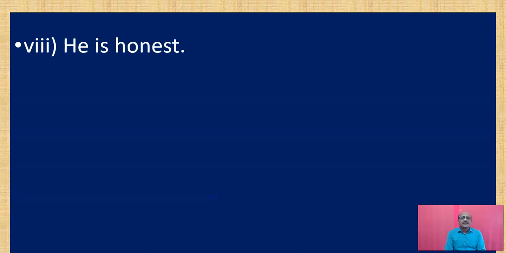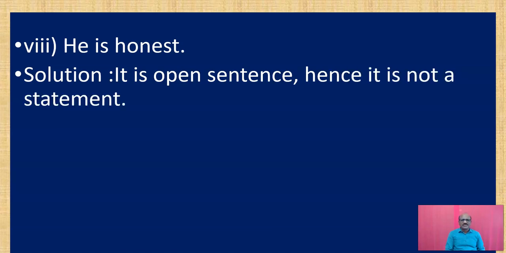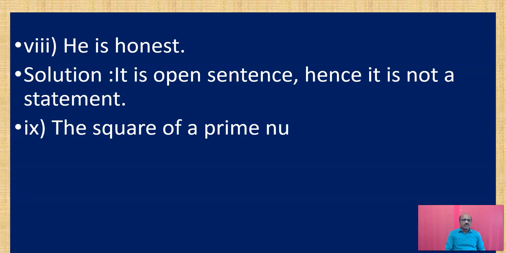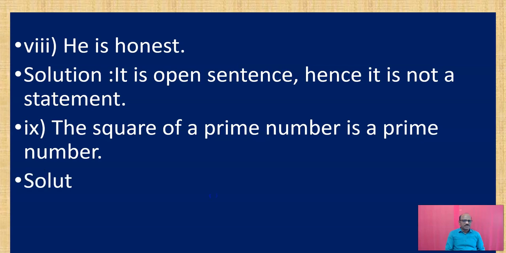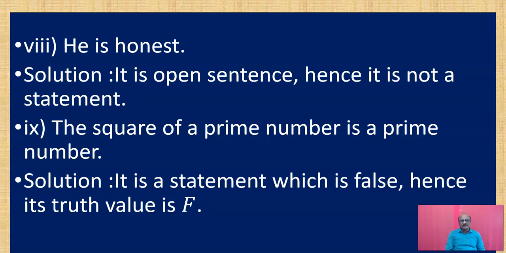Next, he is honest. It is an open sentence, hence it is not a statement. The square of a prime number is a prime number. It is a statement which is false. If we take any prime number, 5 squared is 25. 25 is not a prime and therefore its truth value is F.